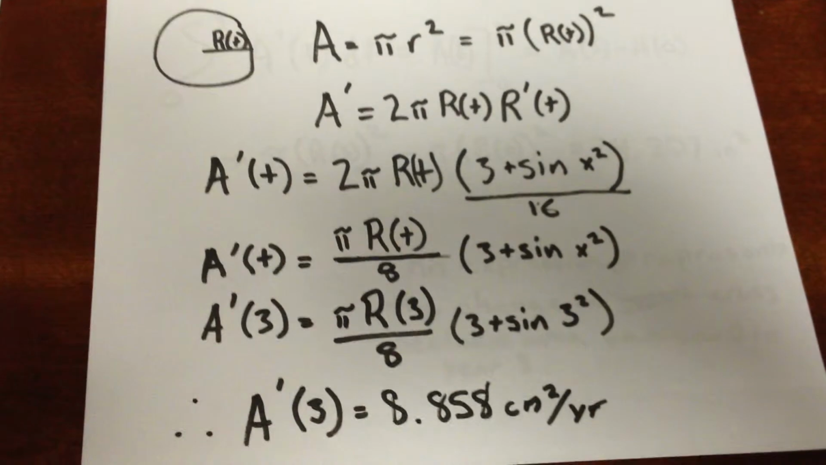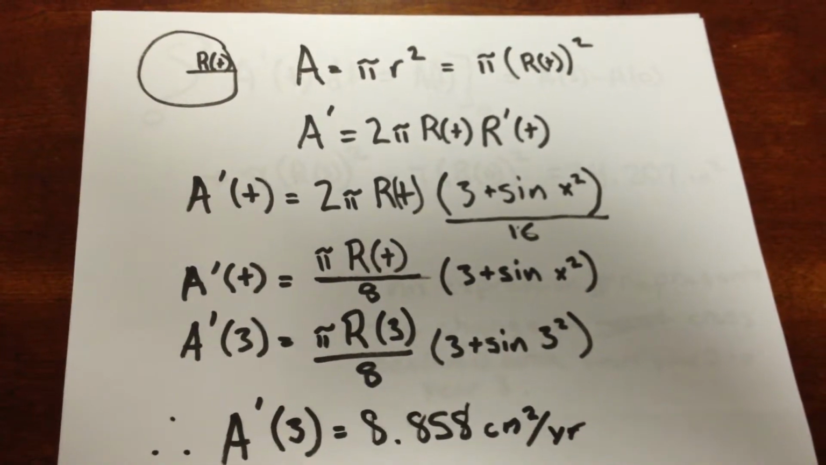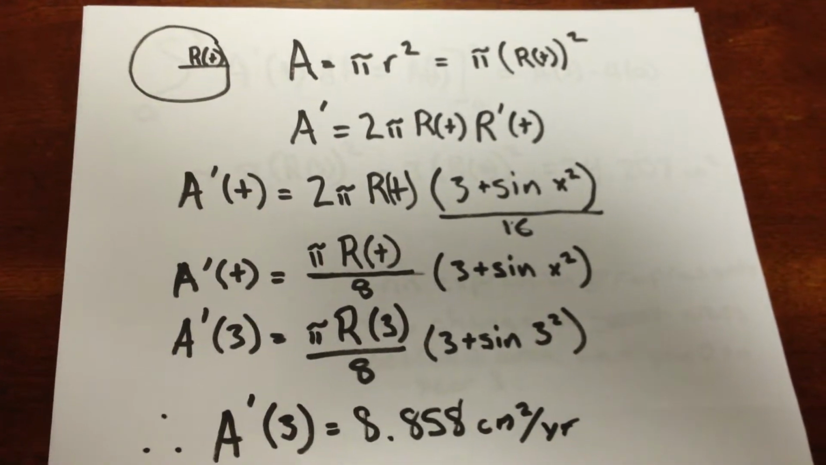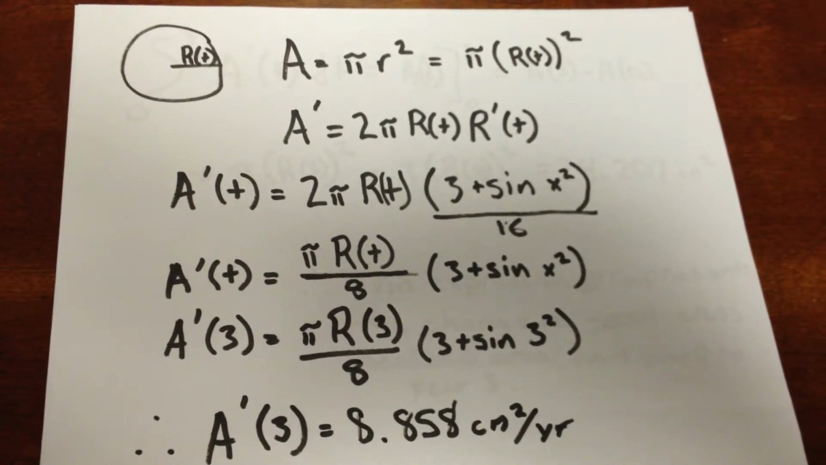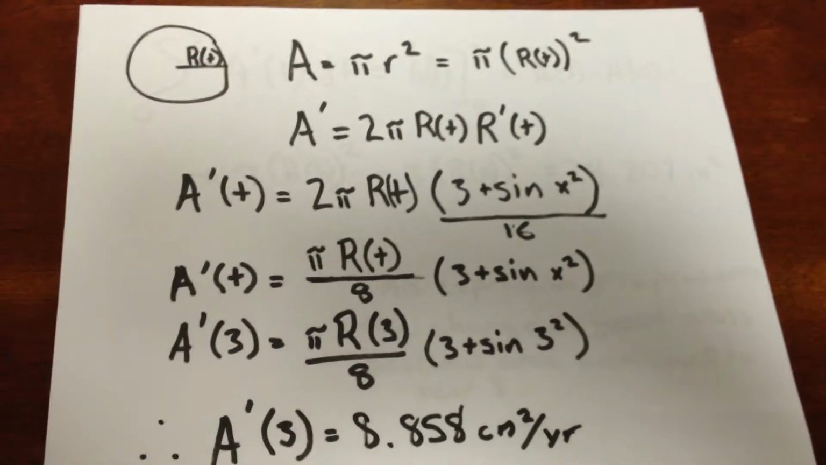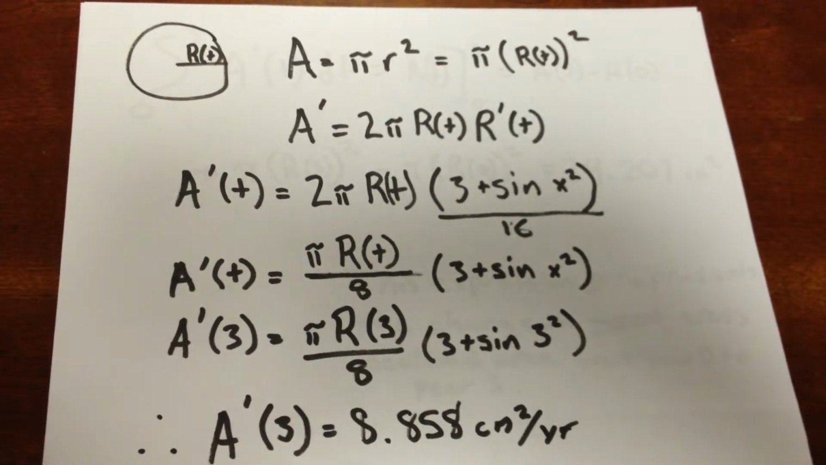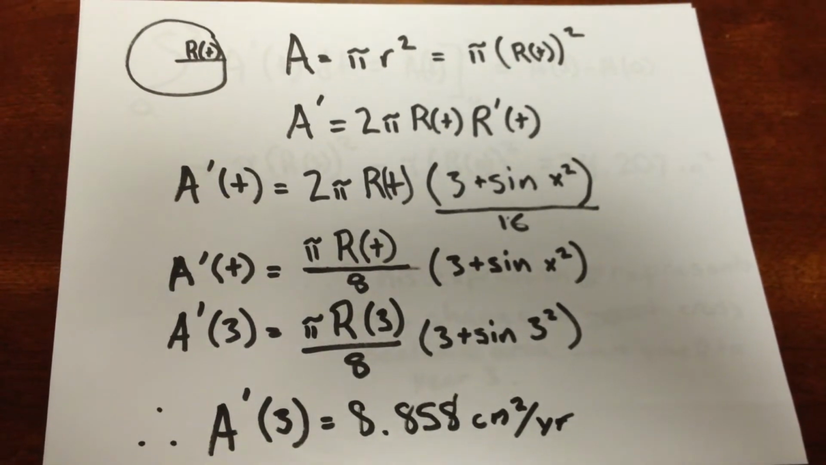Next, we have to find the growth rate of the cross-sectional area after 3 years. Since we know these are circular cross sections, the area equation is A is equal to pi r squared. And since we know the radius is equal to r of t, we can plug that in and get pi times r of t squared. So in order to find the growth rate formula, we take the derivative of that function.